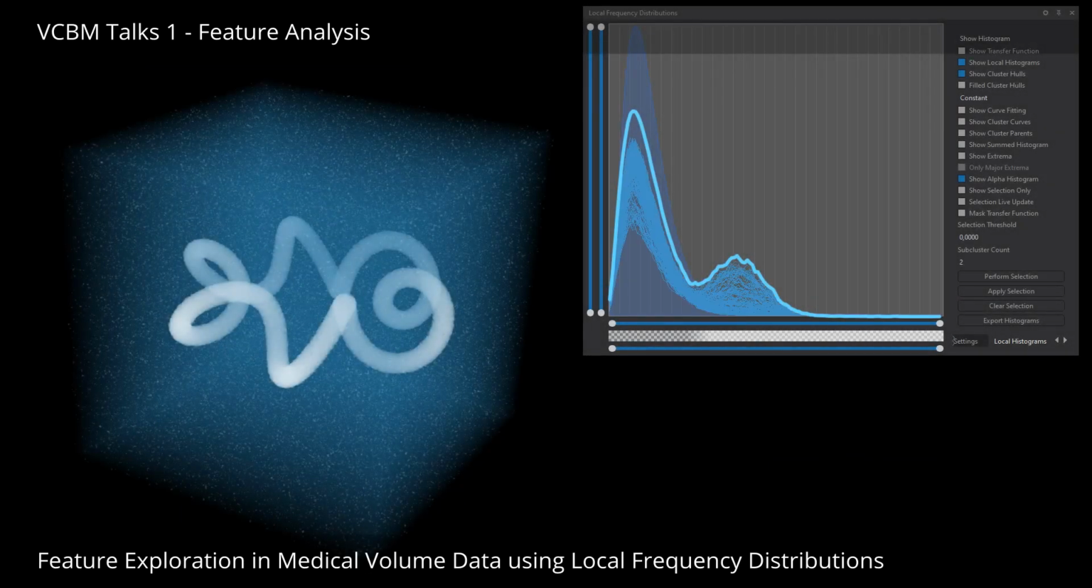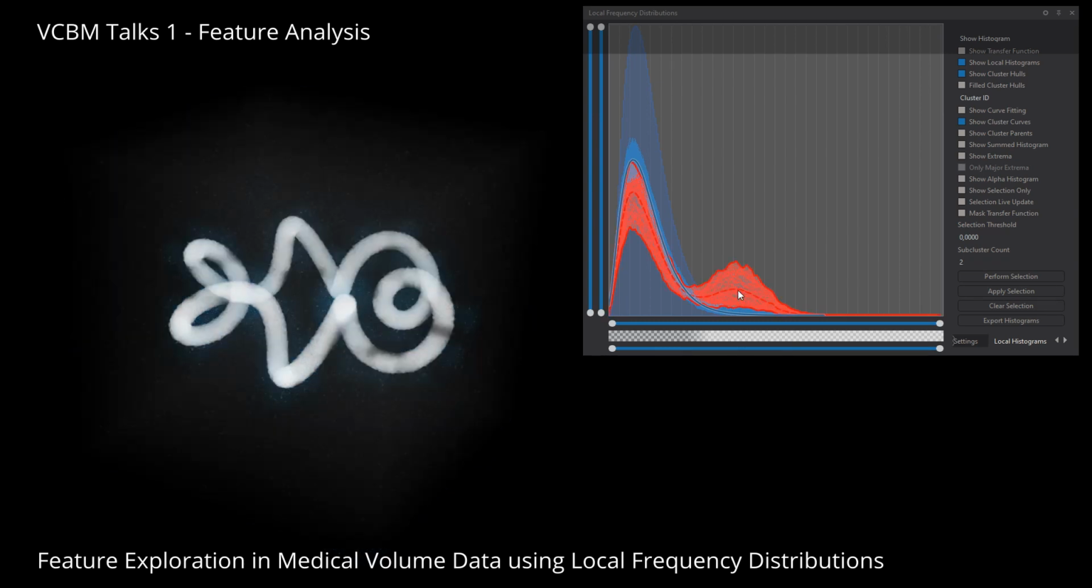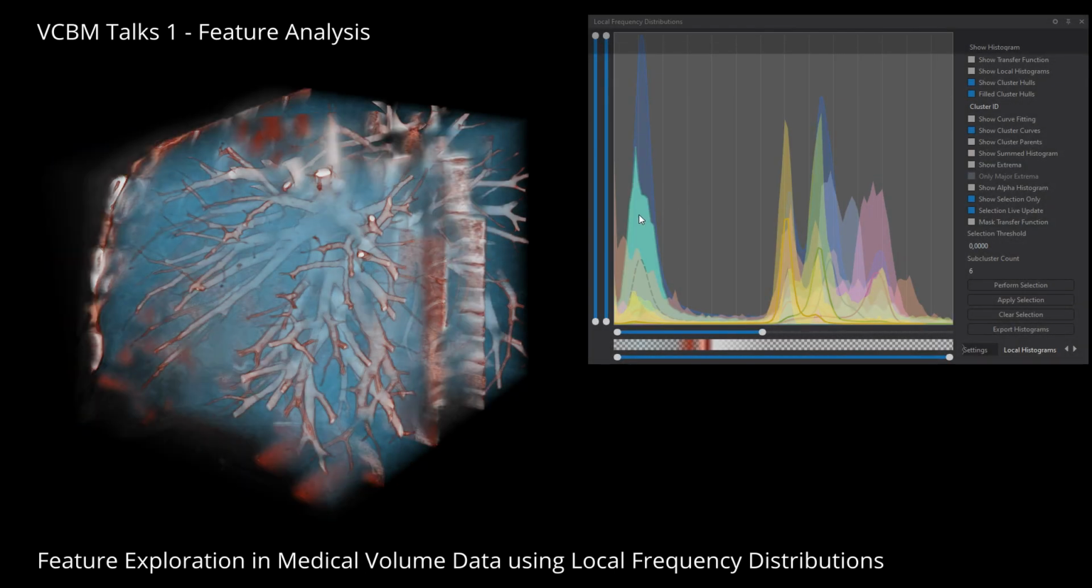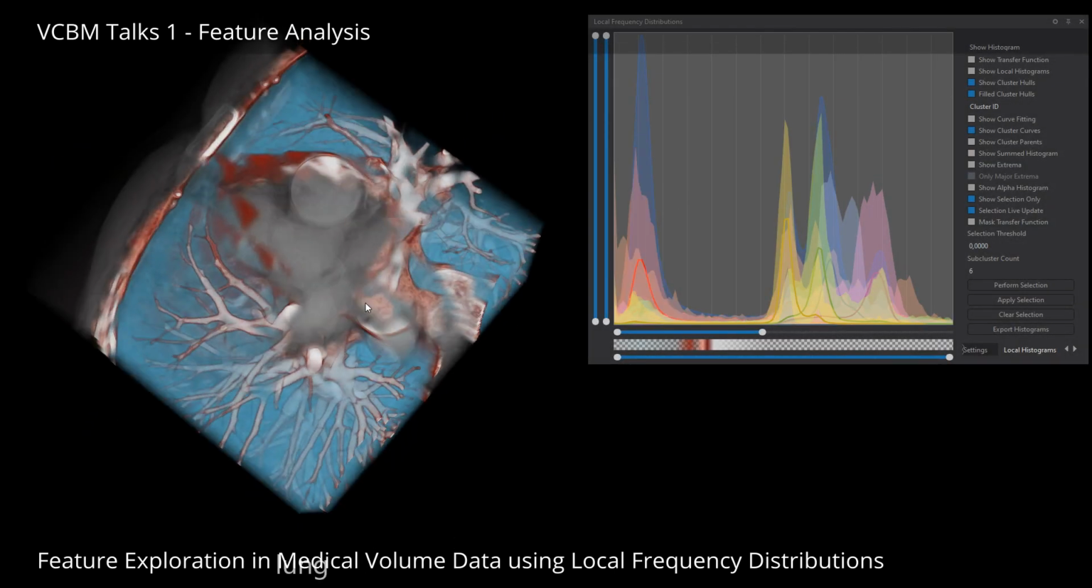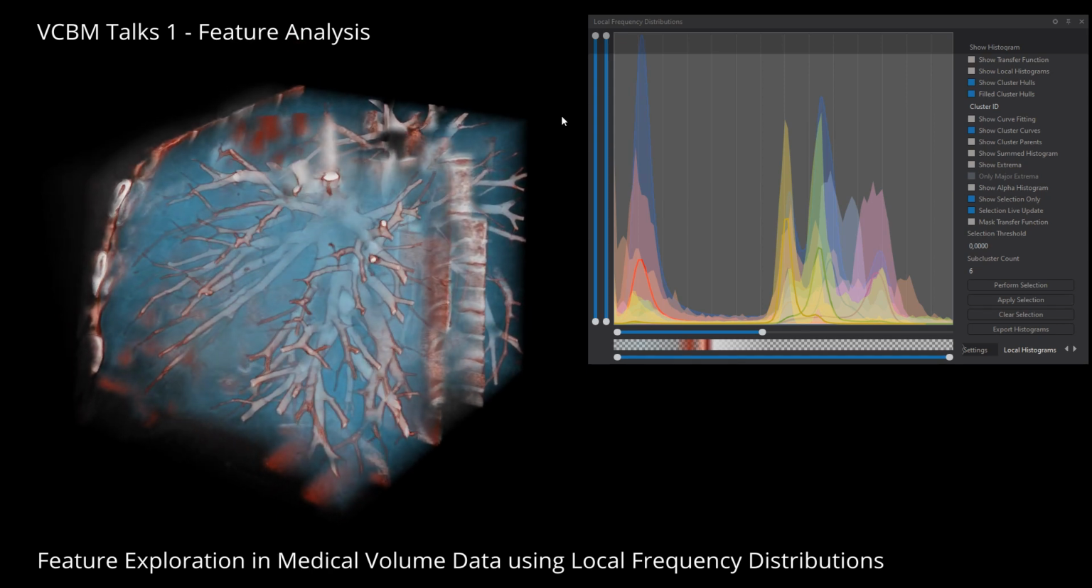As the clusters refer to features within the dataset, we can establish a link between attribute space and the physical domain of the data. This enables the exploration of features by either selecting cluster representatives or navigating through the hierarchy.